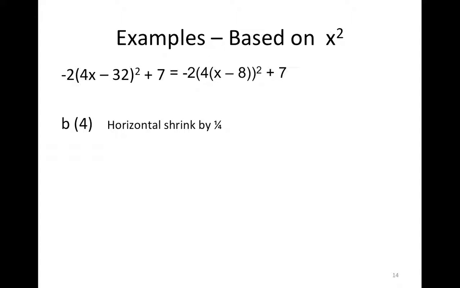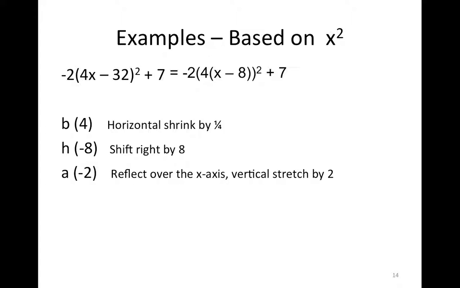So again, from here we could say that b is 4, horizontal compression by 1/4. H is -8, we're going right by 8. A is -2, so now we're reflecting across the x-axis and do a vertical stretch by 2. Those two pieces could be flip-flopped. And K is 7, you shift up by 7.